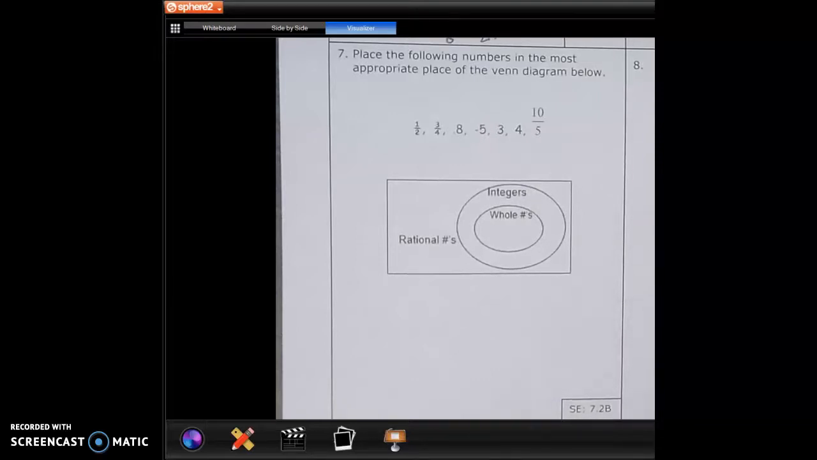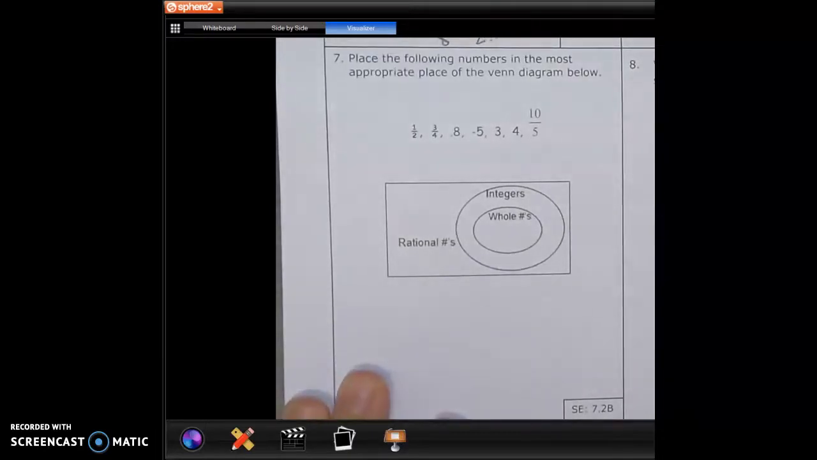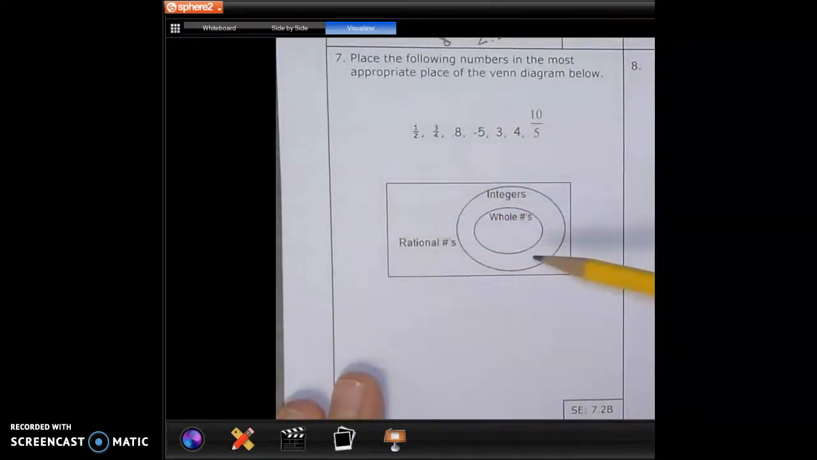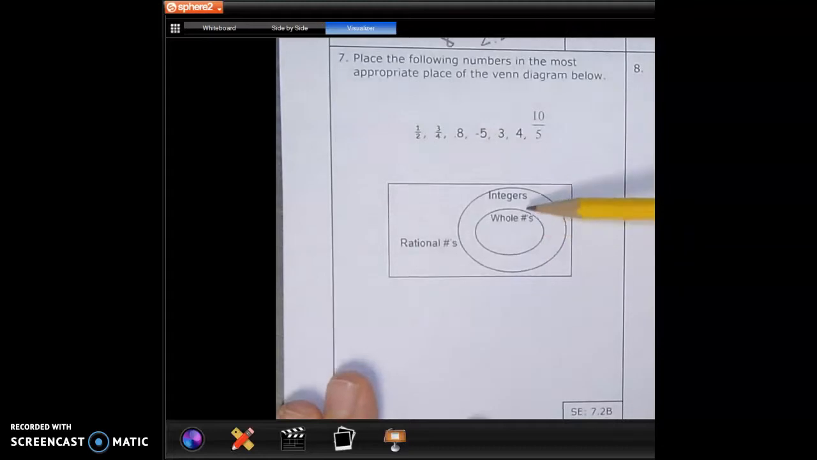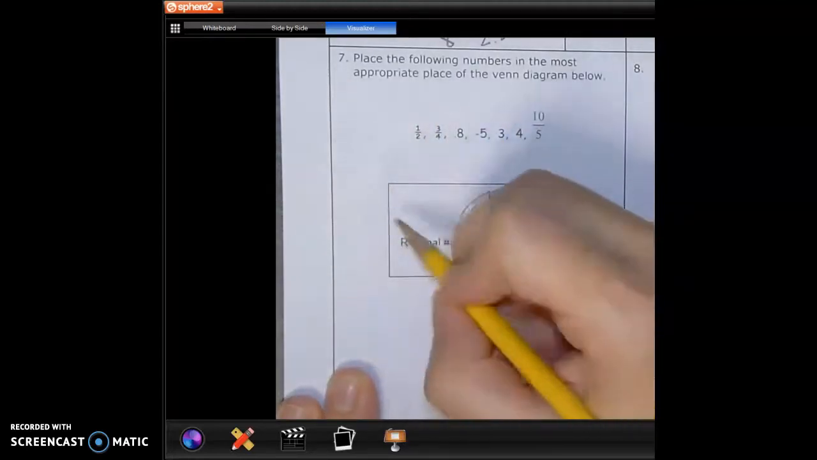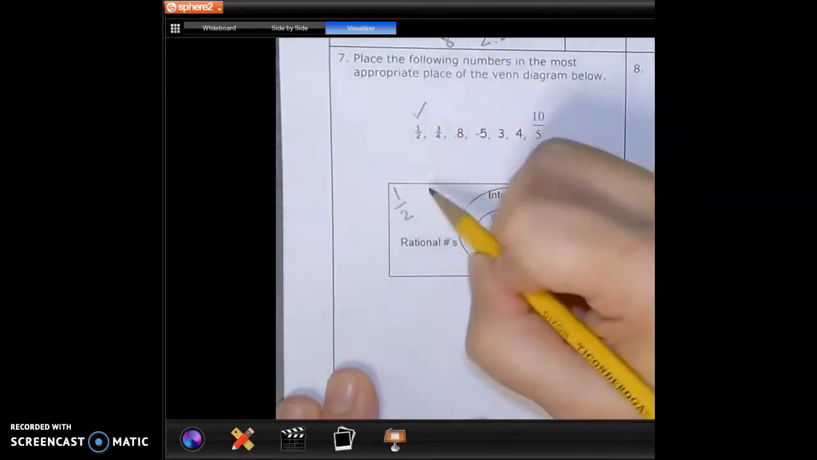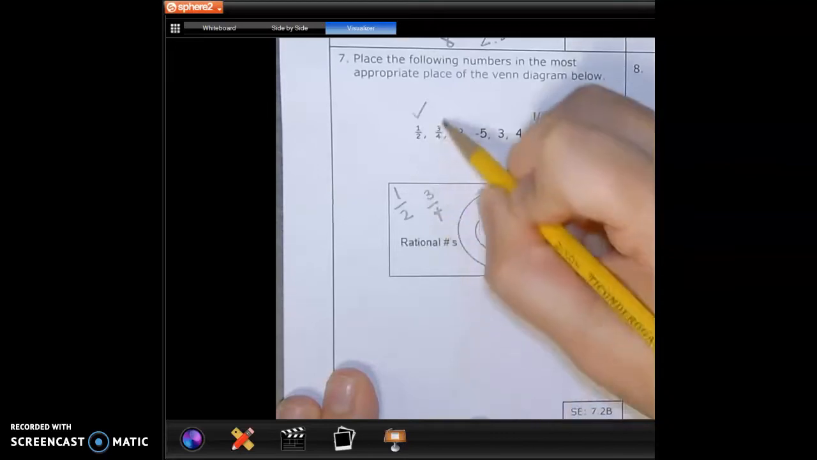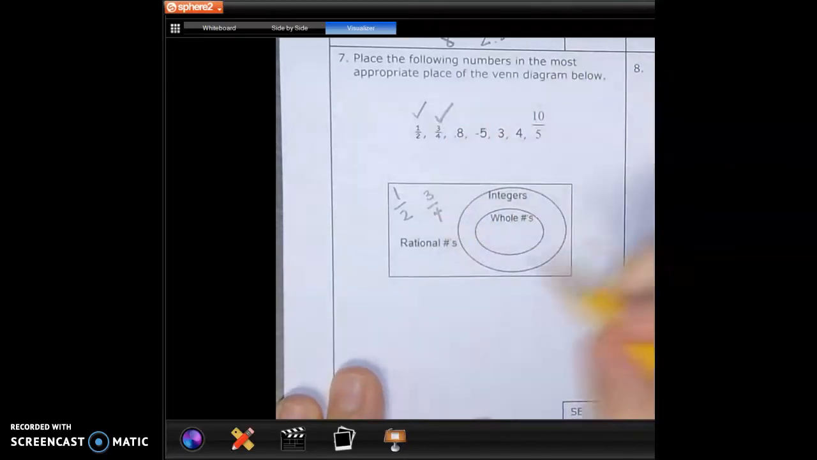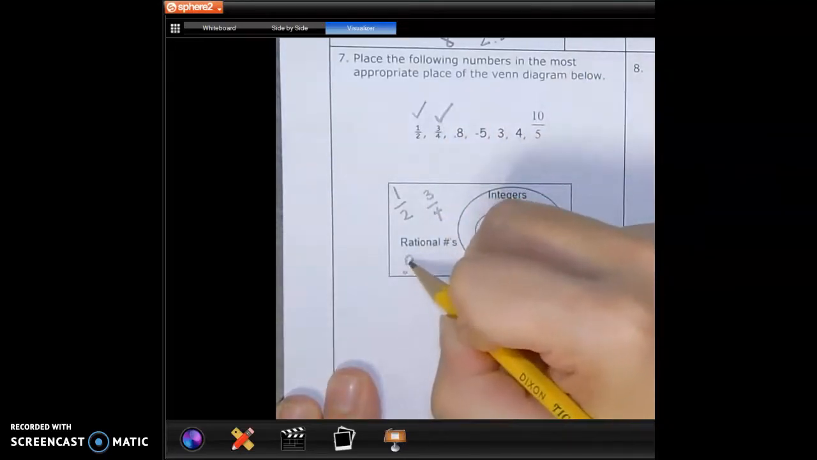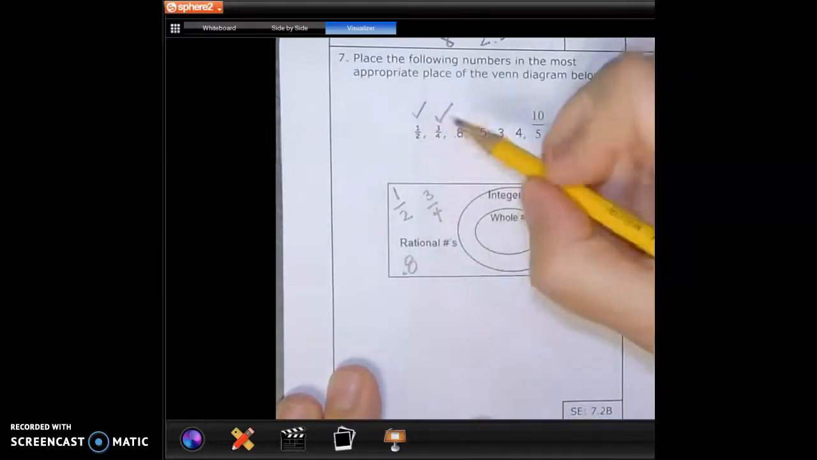So number 7 says to place the following numbers in the most appropriate place of the Venn diagram below. So 1/2. Okay, so let's talk about the diagram first for a second. We have whole numbers, integers, and then within all that is rational numbers. 1/2 is going to be a rational number. 3/4 is also a rational number. 0.8 or 8/10 is a rational number.